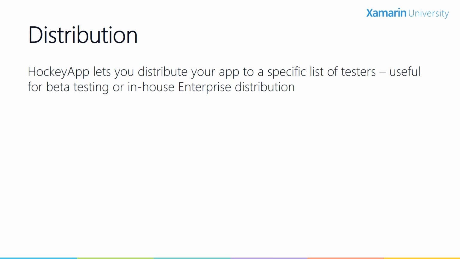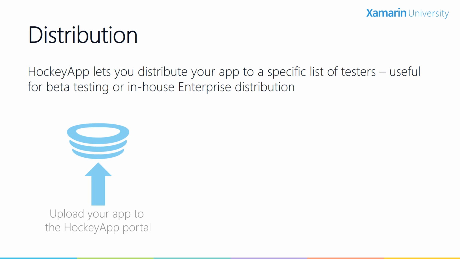So distributing your application can be a challenge. Using the HockeyApp portal, it's dead simple to upload a build. You can upload the actual build as well as the symbolication information, so you can get useful stack trace information about any crashes that occur. And of course, you can also integrate the uploads of your builds into your favorite continuous integration pipeline as well.